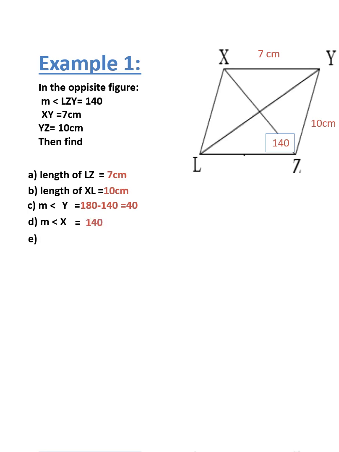Find the perimeter of XYZL. The perimeter means the sum of side lengths. So we'll add 7 plus 7 plus 10 plus 10. Or, since the parallelogram has a common property with the rectangle, we can use the perimeter of a rectangle, length plus width times 2. We can make 7 plus 10 times 2 equals 34.